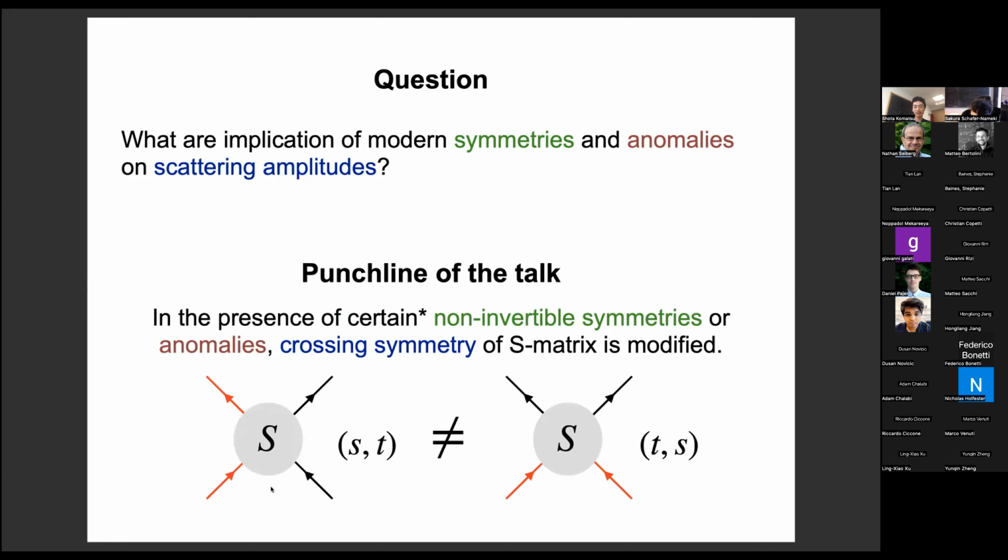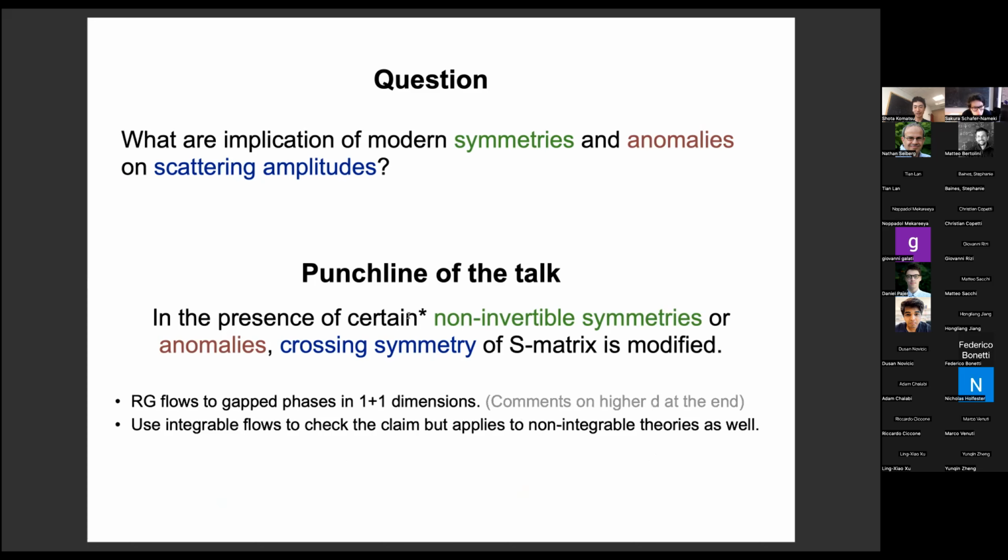The crossing symmetry basically means that you can view a scattering process, like a scattering between a red particle and a black particle, in this way or in this way. If you exchange certain kinematical variables, often called Mandelstam variables, then after doing the appropriate exchange of labels, they are normally equal. But what we found is that that's not the case in the presence of certain non-invertible symmetries or anomalies. So let me say right away what I mean by certain.